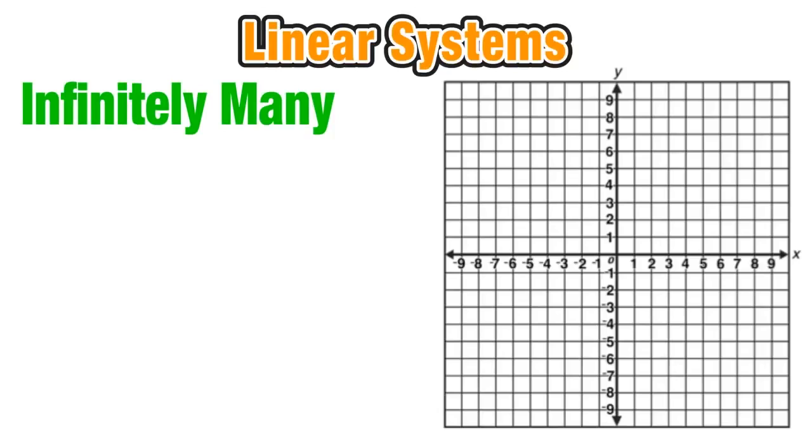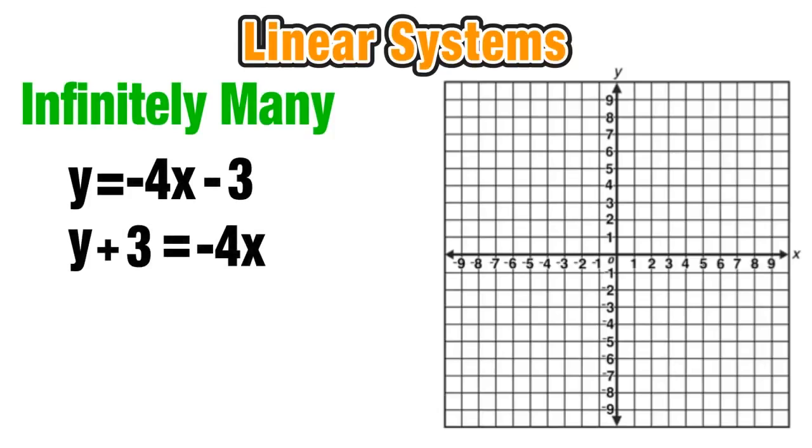And the last type of solution to a linear system is infinitely many solutions. So let's go ahead and graph our first line here, y equals negative 4x minus 3. Now the second equation is not in y equals mx plus b form. We have to get that plus 3 on the left side over to the right side to get the y by itself. Do that by subtracting 3 from both sides.